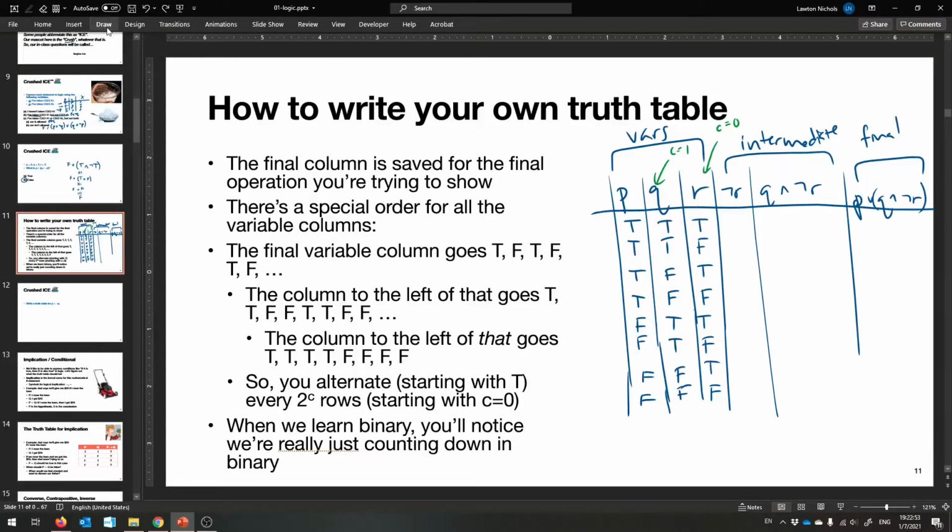Alright, here we go. We just negate all of R. R in this case is true, so I'm going to make it false. R in this case is false, so I'm going to make it true. And we can just play this game.